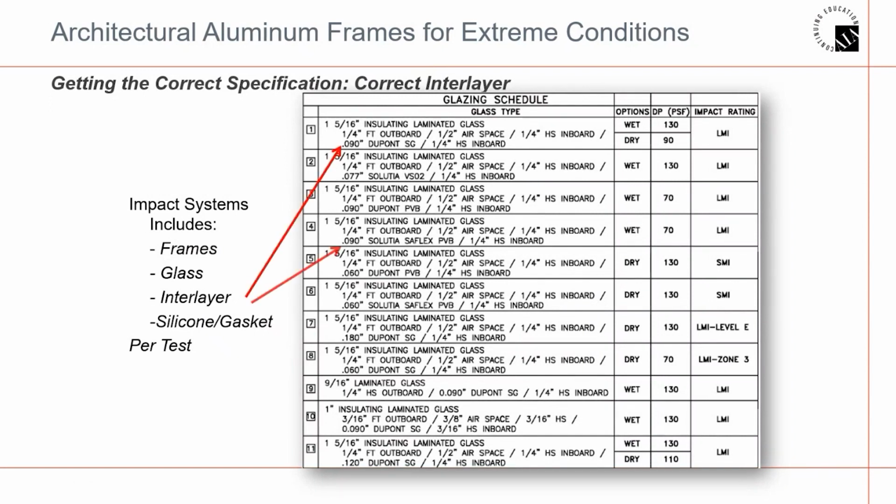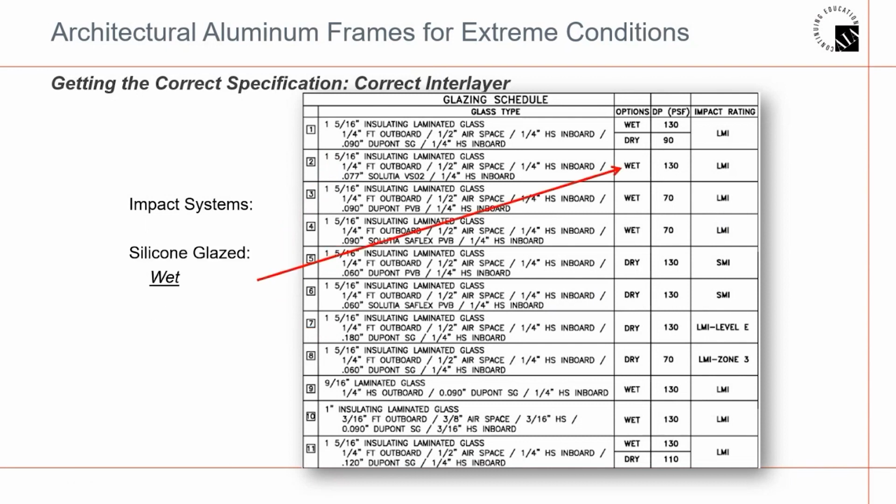Look for the glazing makeup and include one of the interlayers that was tested. Make sure you include that in the specification. Call out one of the tested interlayers. Continue to review the test and the mock-up result. In the past, most impact systems have been wet sealed.